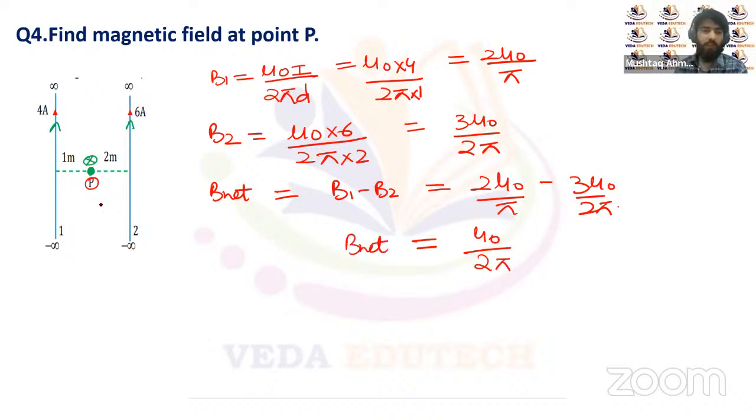And the direction of this net magnetic field will be into the plane of this paper. It will be a cross, into the plane of this paper. So mu naught upon 2 pi will be the net magnetic field at this point P because of these two parallel wires carrying currents of 4 ampere and 6 ampere respectively.